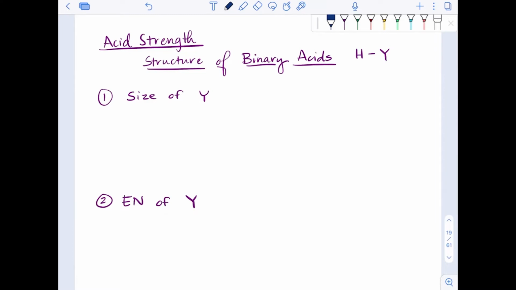Now, to determine acid strength, we really need to talk about the structure of the binary acid and what is composing that hydrogen to non-metal bond. The size of the non-metal attached to the hydrogen is very important for us to discuss. So when we're thinking about some binary acids like HF, HCl, HBr, and HI, notice I've just gone down the group 7A or 17 halogen family, fluorine, chlorine, bromine, and iodine.